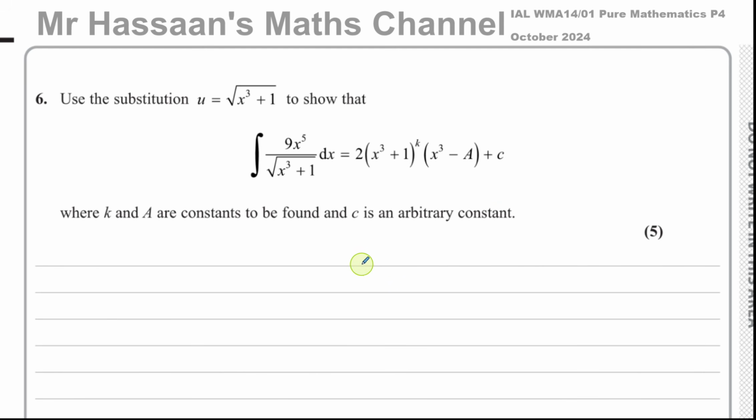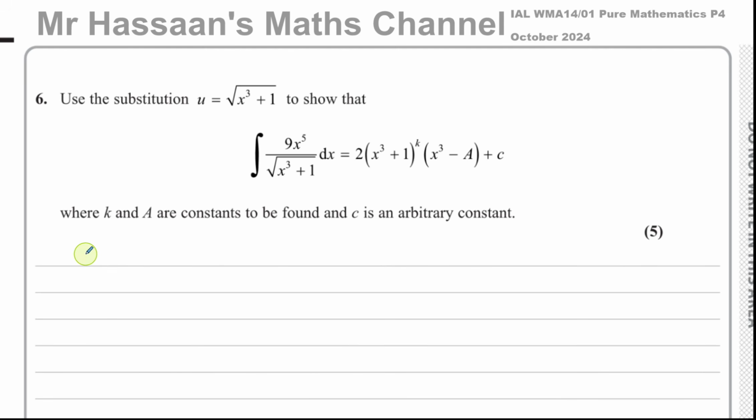I'm now answering question number 6 from the October 2024 International A-Level Edexcel Pure Mathematics P4 exam. We're asked to do integration by substitution, using the substitution u equals the square root of x cubed plus 1, to show that the integral of 9x to the power 5 over the square root of x cubed plus 1 with respect to x gives 2 times x cubed plus 1 to the power of k times x cubed minus a, plus c, where we have to find k and a, and c is the constant of integration. So here we have to use substitution.